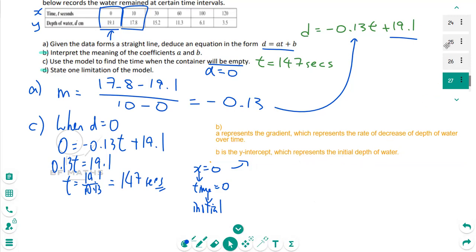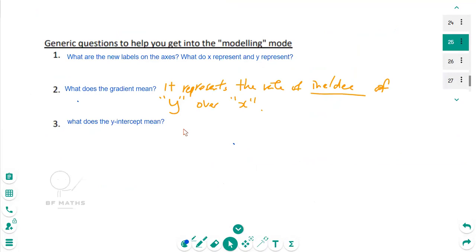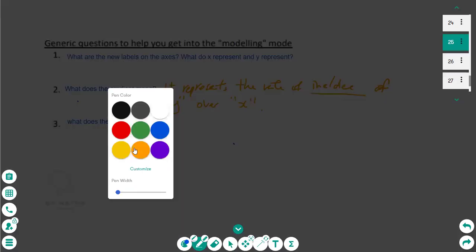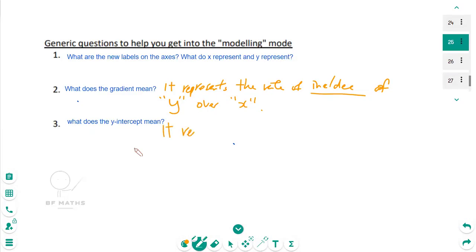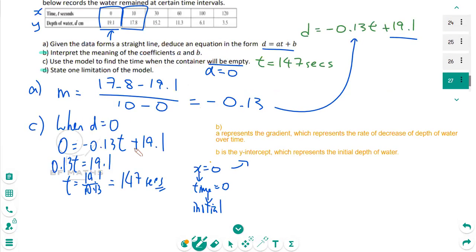All right, so let's go back to this one here. What does the y-intercept represent? The y-intercept represents the initial y, keyword initial. So whatever the y is: if the y-axis represents the extension of a spring, then it'll be the initial extension of the spring. If y represents bacterial growth, initial bacterial growth. If y represents the height, initial height. In this case, it represents the initial depth of water, okay?